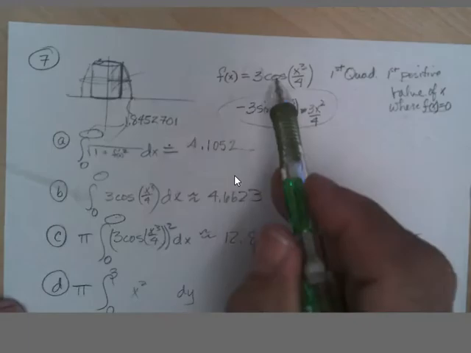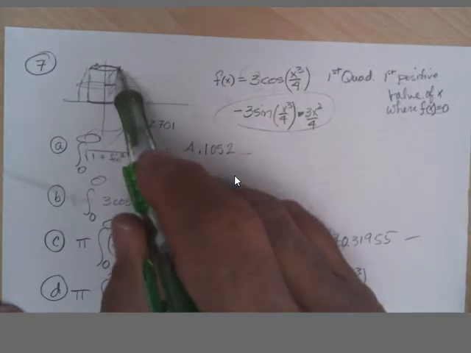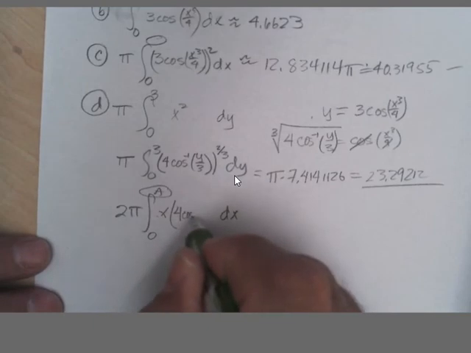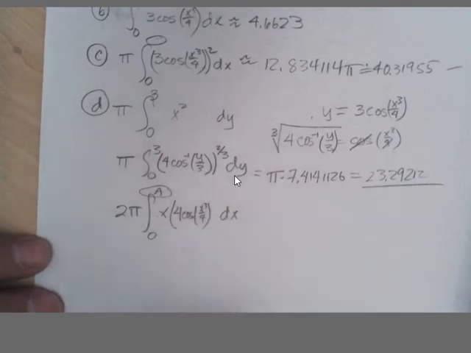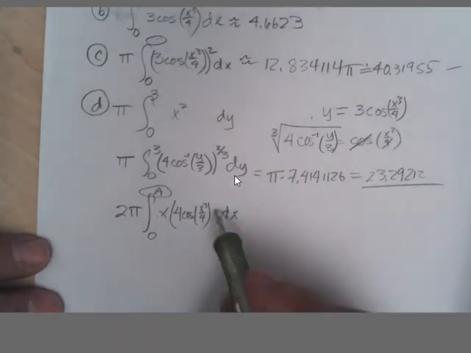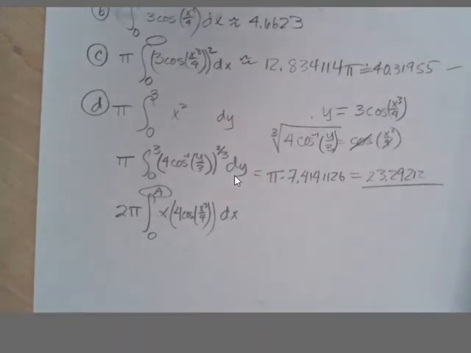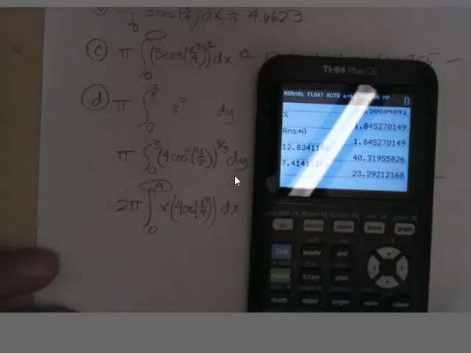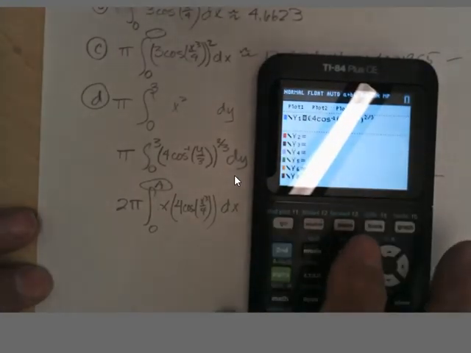And then the height is y up to the curve, but y is this, so I'd have times 4 cosine of x to the third over 4, and that's it. And this was a lot easier to do than that one. We didn't have to go through all that messy stuff.